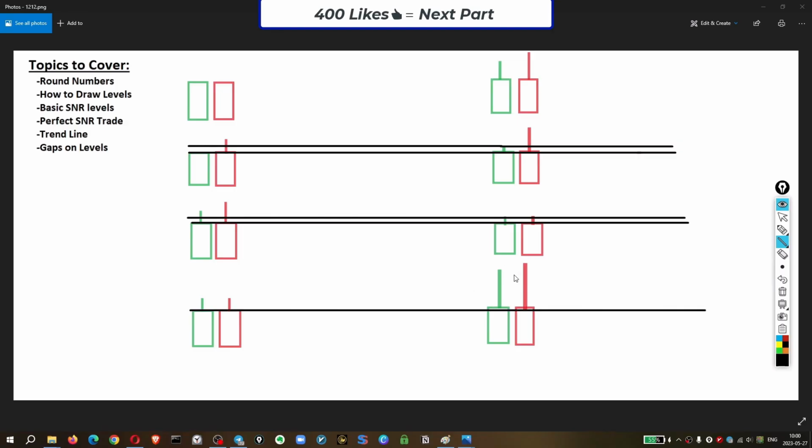Here, we have 2 very long shadows. We don't care about them. We just need to cover all the shadows. Okay, that's it. That's how you draw your levels. And the next time, if price comes here, you can trade. Price comes here, you can trade.